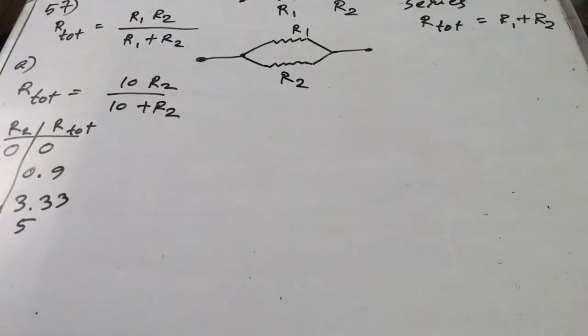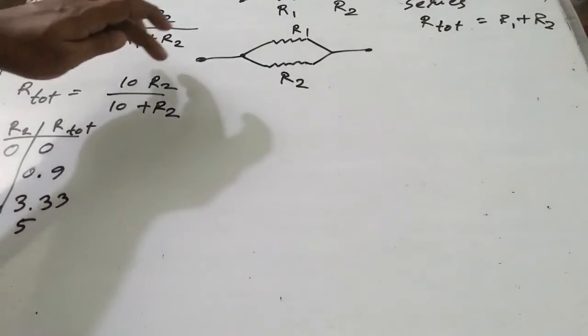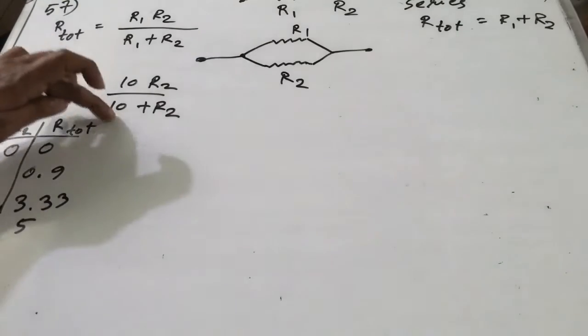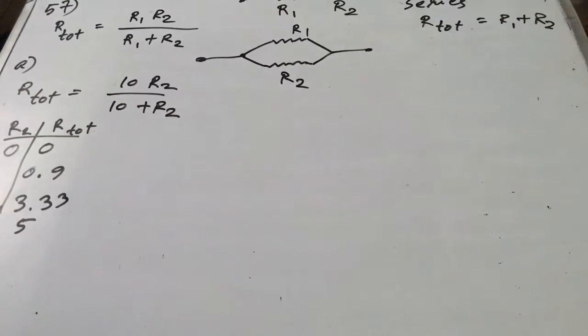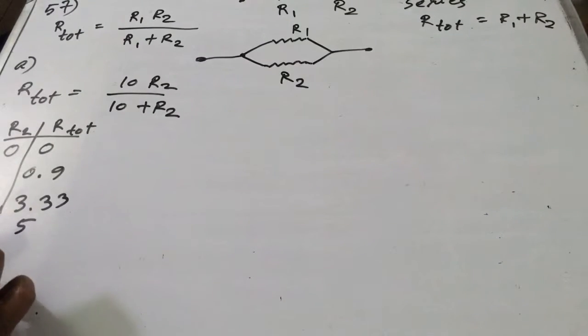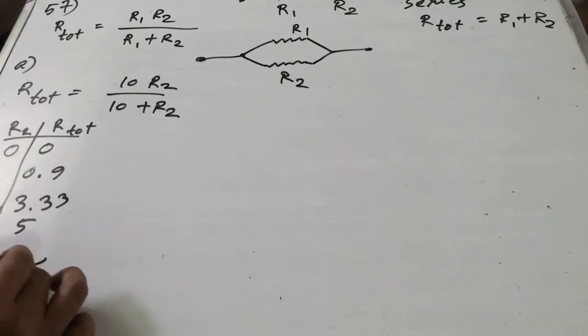So let's put 100. Okay, directly 100 here. So 10 into 100 means 1000 divided by 10 plus 100 means 110. The answer is 9.09. So what we are putting is 100, and the answer is 9.09.